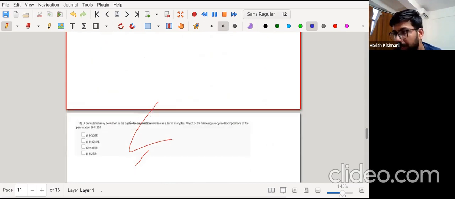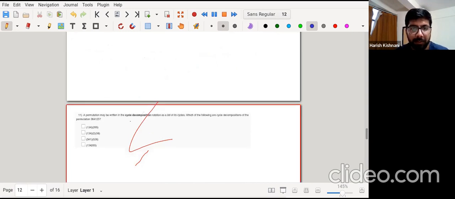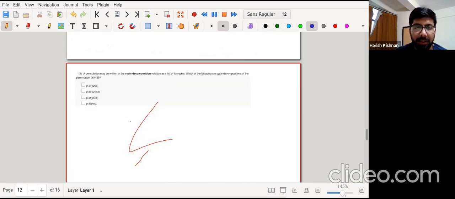So we are running out of time, so I will just try to wind up things. At any step, if you see that some doubt is there, or you're not getting something, then please speak up or write it in the chat. So it says a permutation may be written in a cyclic decomposition notation as a list of its cycles. Which of the following are cycle decompositions of permutation 3 6 4 1 2 5? So this you have to check through the images.